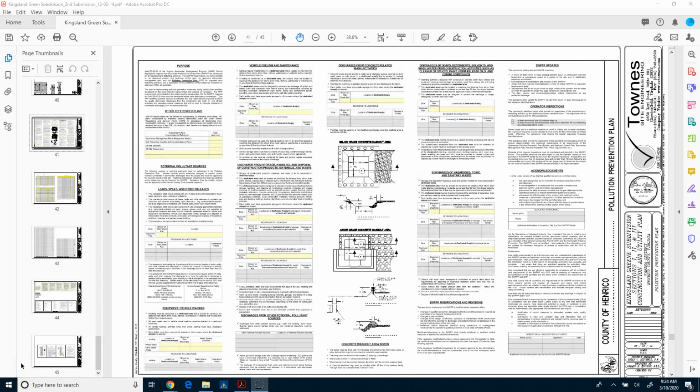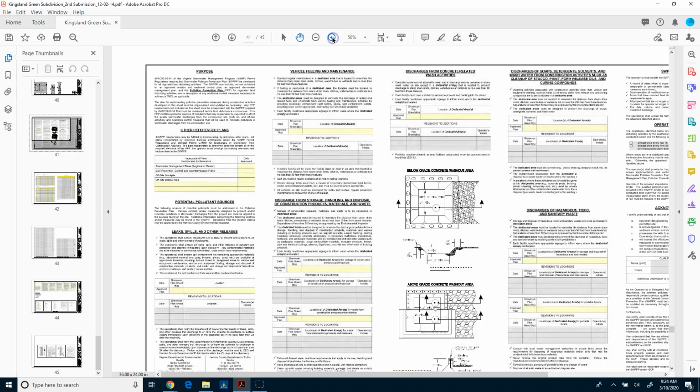So the next few sheets we're going to classify or call just miscellaneous sheets. They may or may not be on a plan set. It all depends on your jurisdiction and your location. This particular one here is a pollution prevention plan. It's something that this county does.